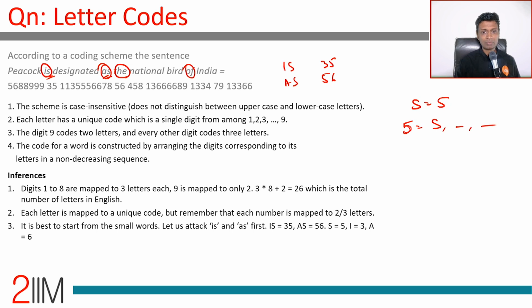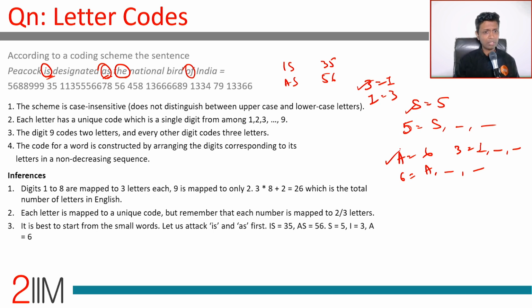And IS is 3, 5. S is 5. 3 is I or I is 3. A is 6. 6 corresponds to A. You can write it anywhere. 6 is A and 2 other letters. 3 is I and 2 other letters. Right? And then we go step by step, step by step. Fine. So first up, we've attacked IS and AS. With that, we get I, S, and A. Wonderful, we've got I, S, and A.